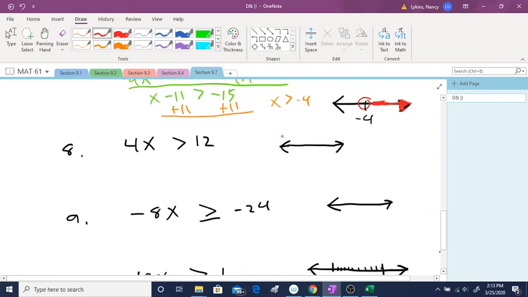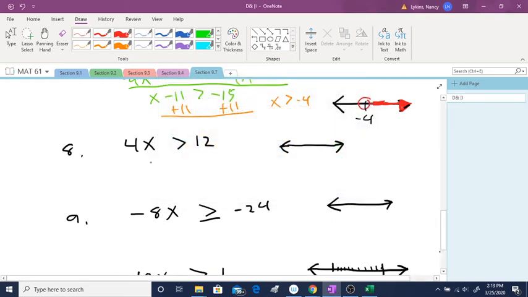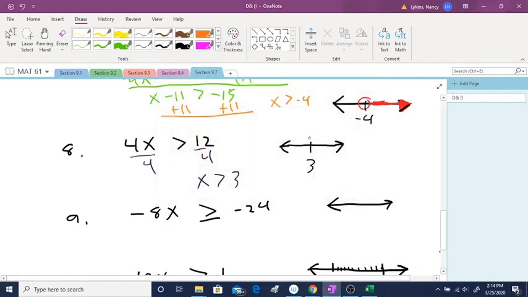I've got 3 more examples. Four x is greater than 12. Well, this is the same as 4 times x, so what I need to do is do the opposite and divide by 4 on both sides. X is greater than 3. So I go back up here. I'm going to plot now my 3. And now I'm going to show, since it's greater, it's still going to be an open circle, and it's going to go to the right.